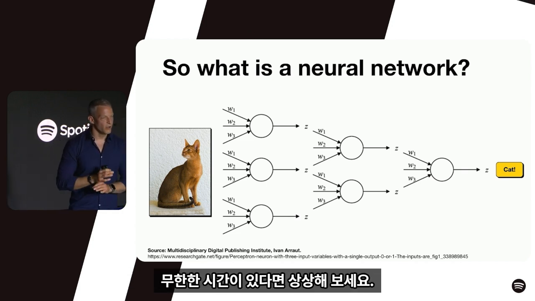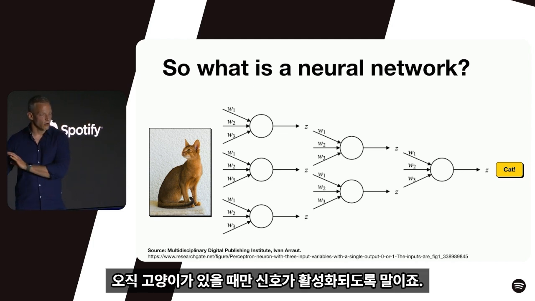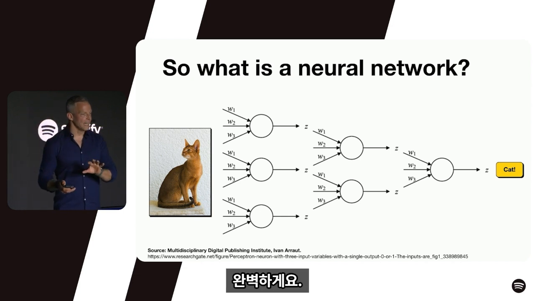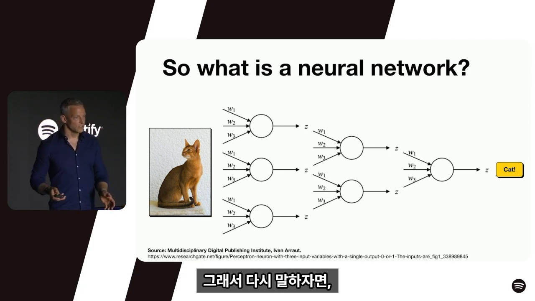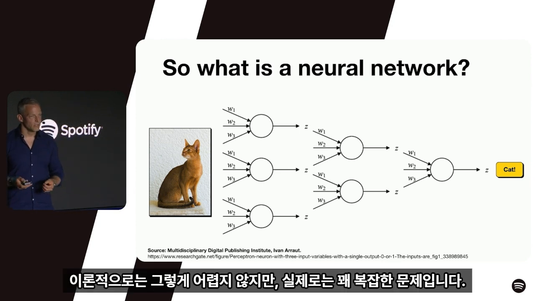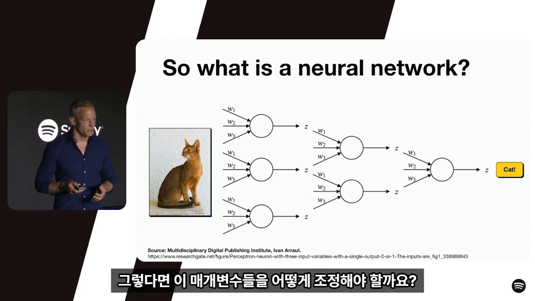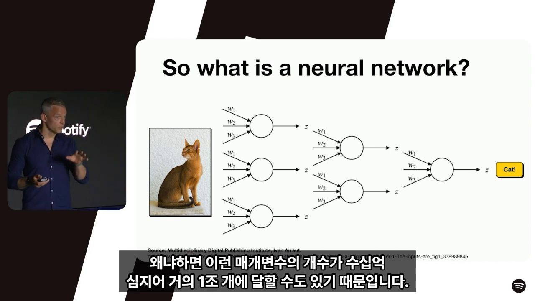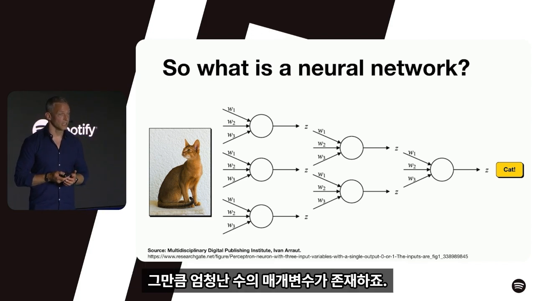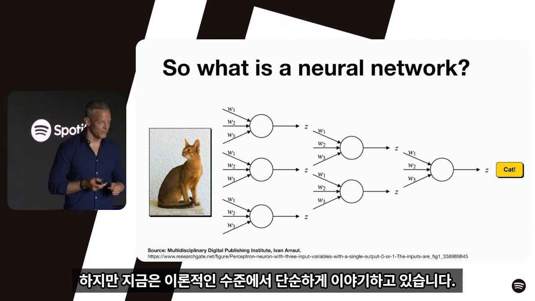You could imagine that if you had infinite time, you could tweak all of these parameters in the network so that it only spikes all the way back to the end when there is a cat, but not when there is a car or an aeroplane or anything else. So again, in principle, not that hard to intuit. In practice, pretty complicated. How would you tweak these parameters? Because there can literally be many billions, almost up towards 1 trillion now of parameters in a network like this. But we're on the theory level where things are simple.